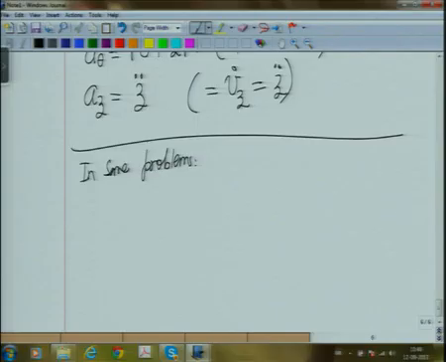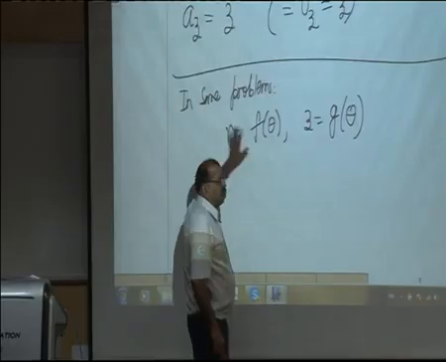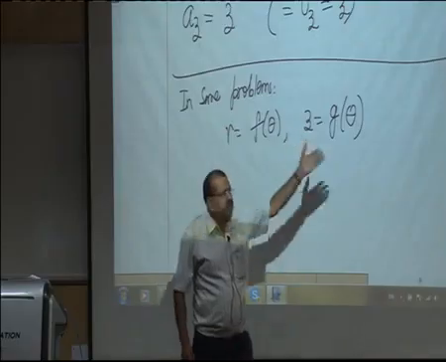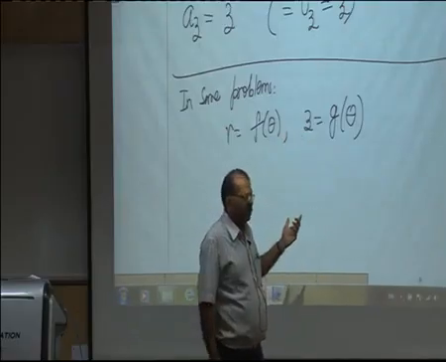But before that, let's see, in some problems you will find that r is given as a function of theta and z is also given as another function of theta. Or in some problems you will find only z given as a function of theta, or in other problems only r as a function of theta, and z is some independent quantity which may or may not depend on theta.